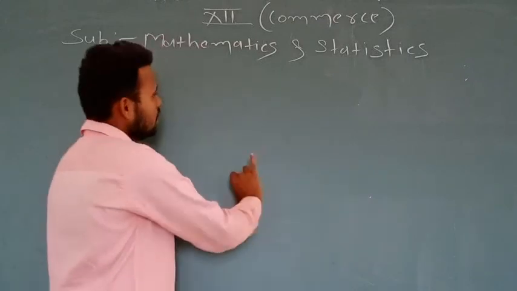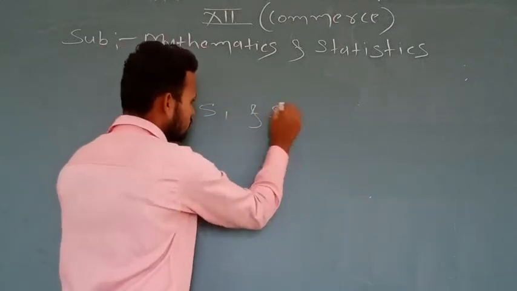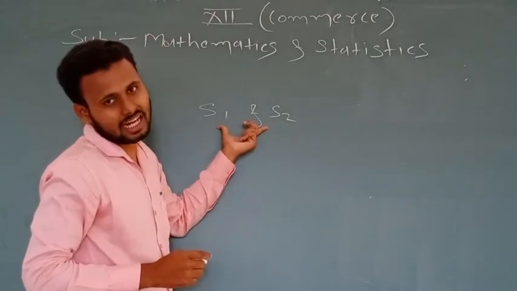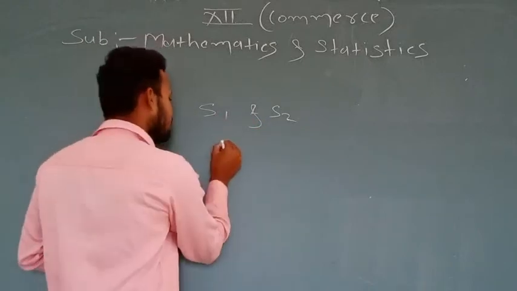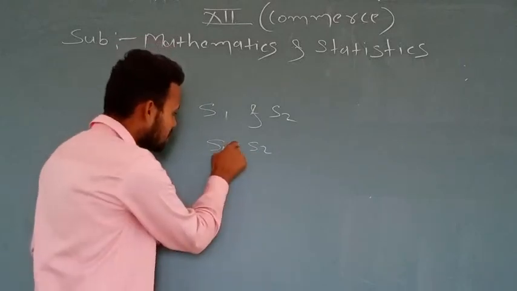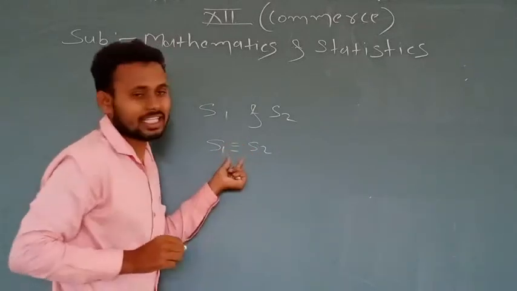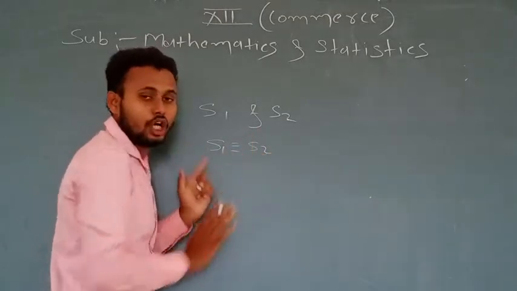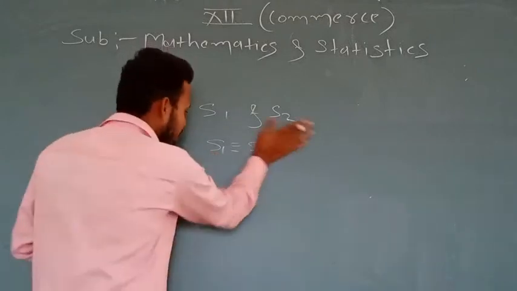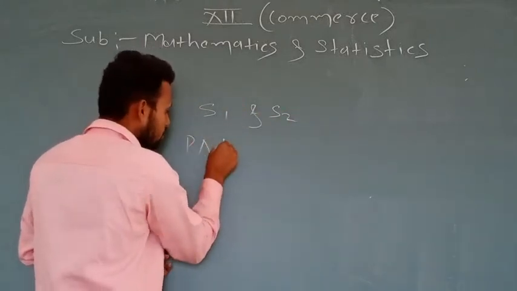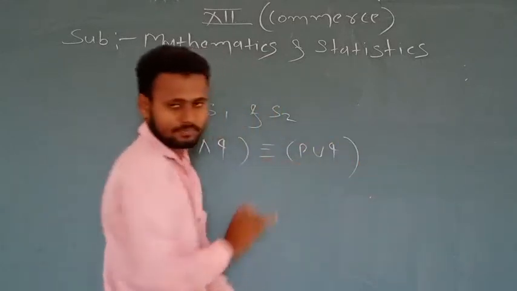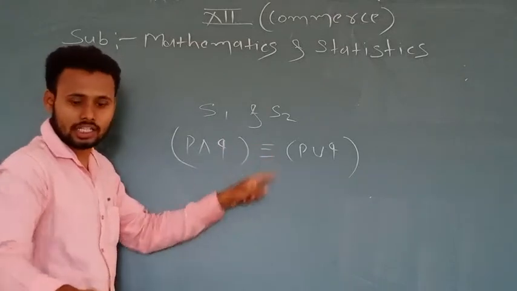For example, if S1 and S2 are any two statement patterns, and if we say that these two statement patterns are equivalent, then we can write this as S1 is equivalent to S2. These three lines are the symbol we use for equivalence. This represents equivalence between the two statement patterns S1 and S2. For example, suppose I take the statement P ∧ Q is equivalent to P ∨ Q. If I say this is equivalent, then we use this symbol of equivalence.